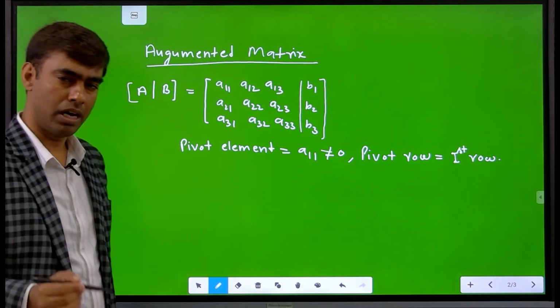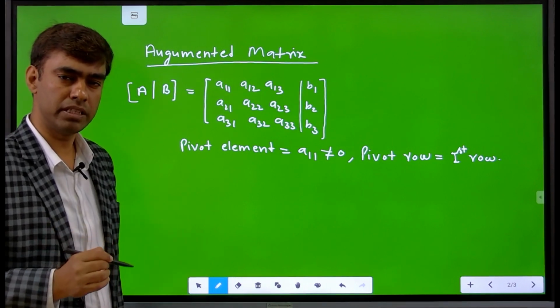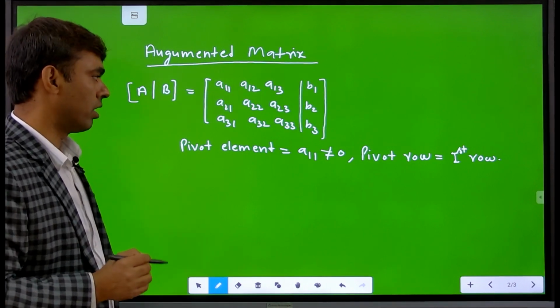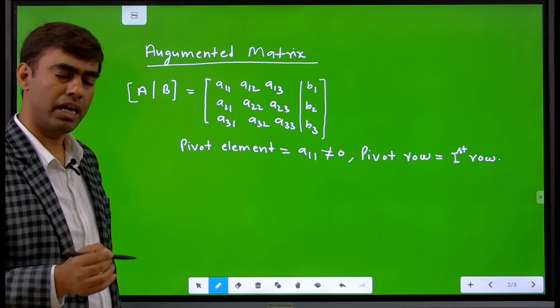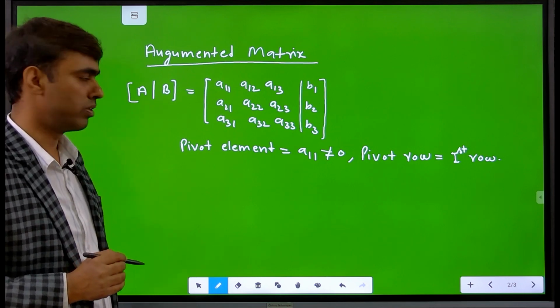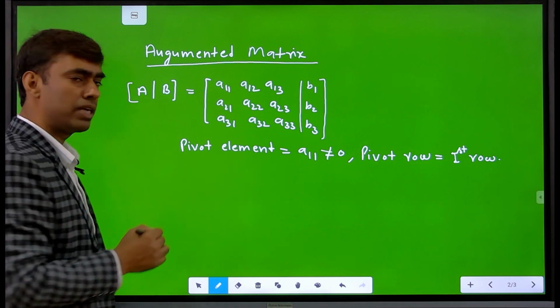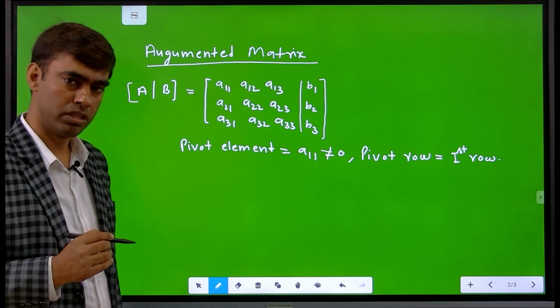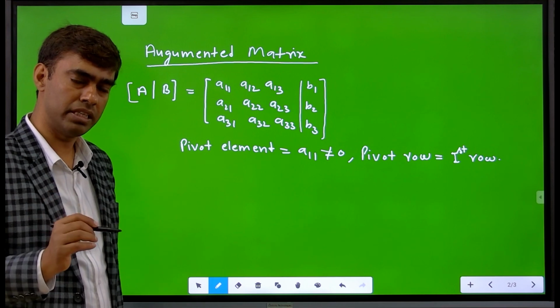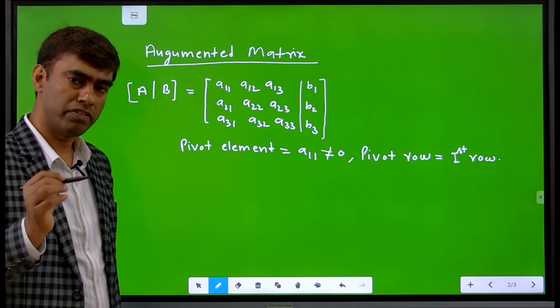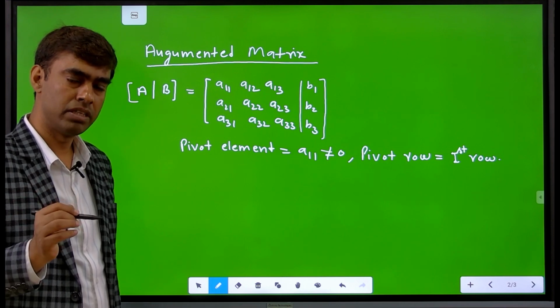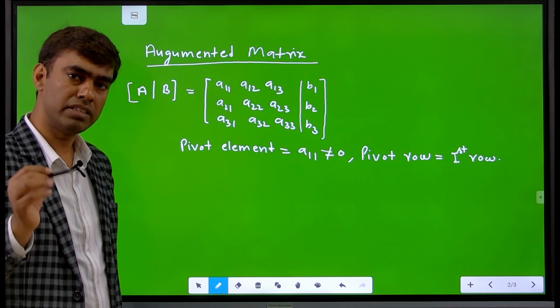The first row, or first equation, is the pivot equation, or pivot row, and the pivot element is A11, and we ensure that A11 does not equal 0. Now, we normalize the pivot row, or in other words, we normalize the first equation. So, in the first stage of elimination, we first normalize the first equation.